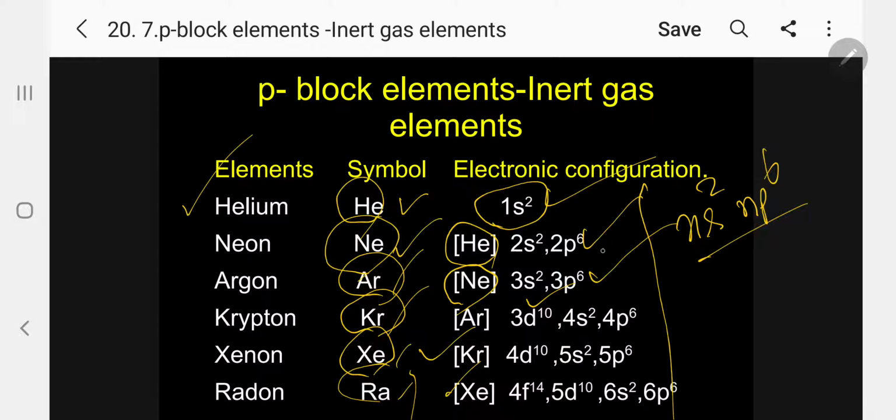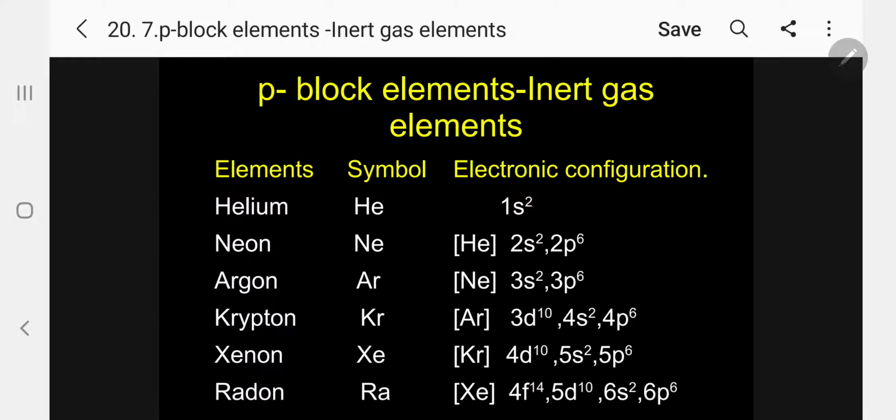So let me say now, helium 1s2, neon 2s2, 2p6, argon 3s2, 3p6, outermost, krypton 4s2, 4p6, xenon 5s2, 5p6 and radon 6s2, 6p6. Kindly follow.